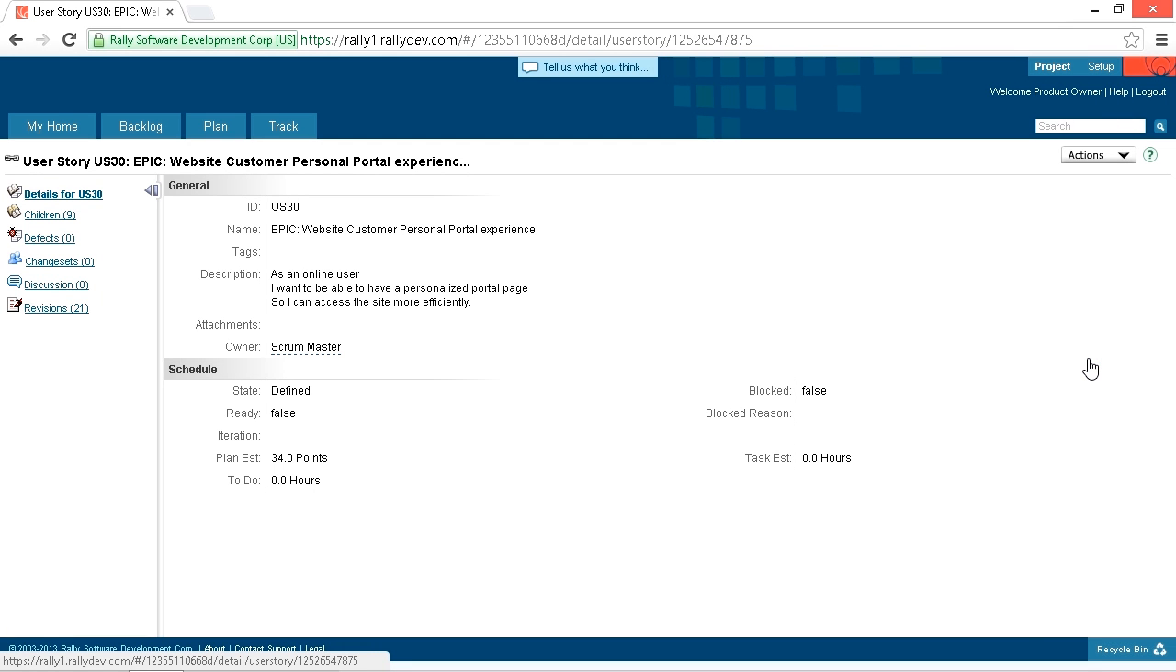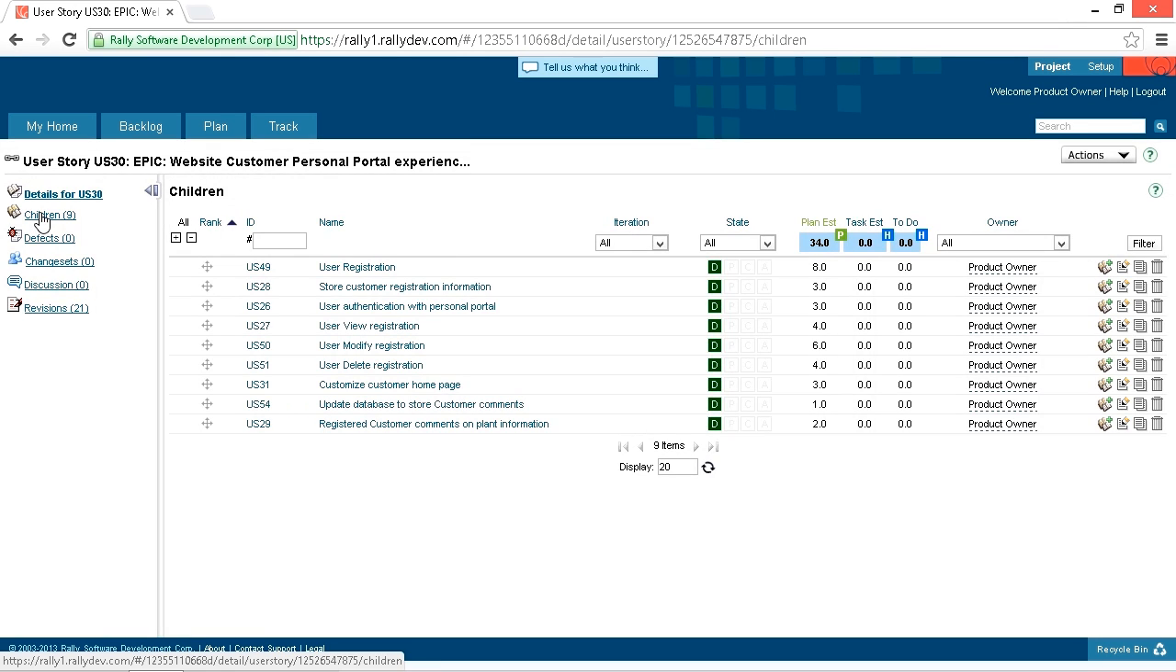So what do I mean by that? Here's our epic for website customer personal portal experience. Looking at its children, we see user registration here at the top. Now this is a user story that's going to deliver value to the customer. They're going to be able to register themselves with a user ID and password. And this also includes infrastructure layer slices, some enhancements to them.